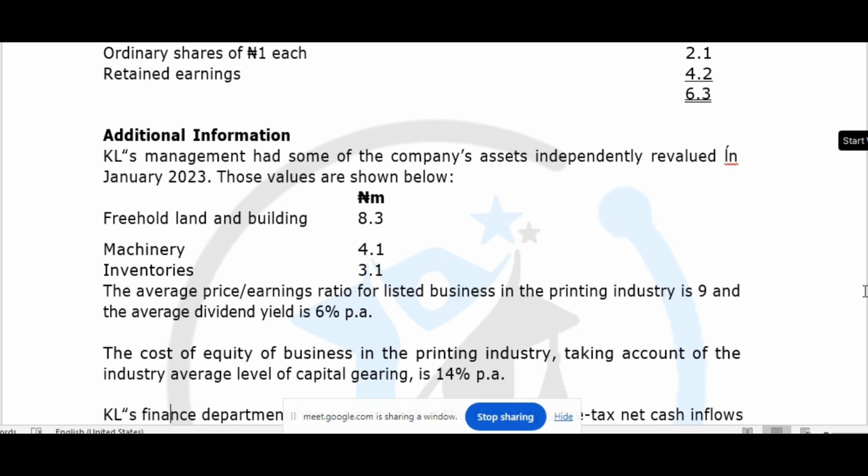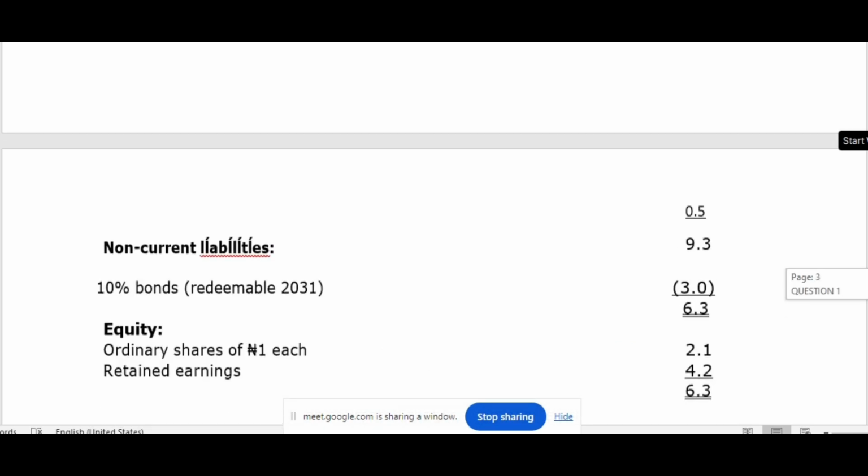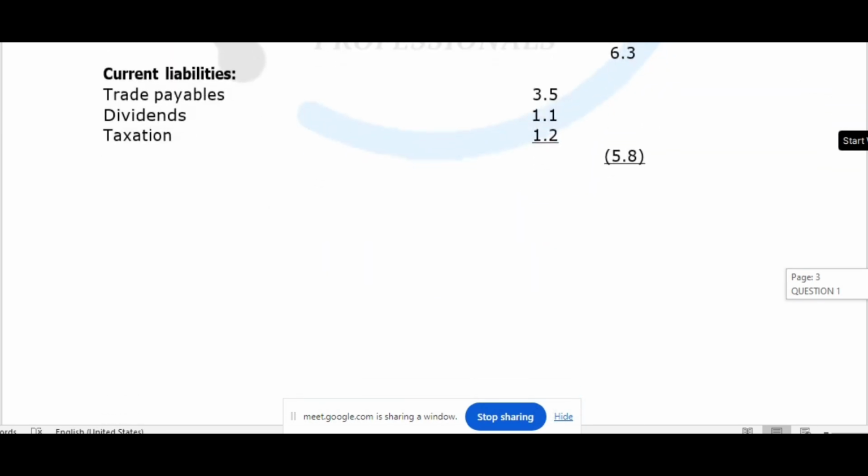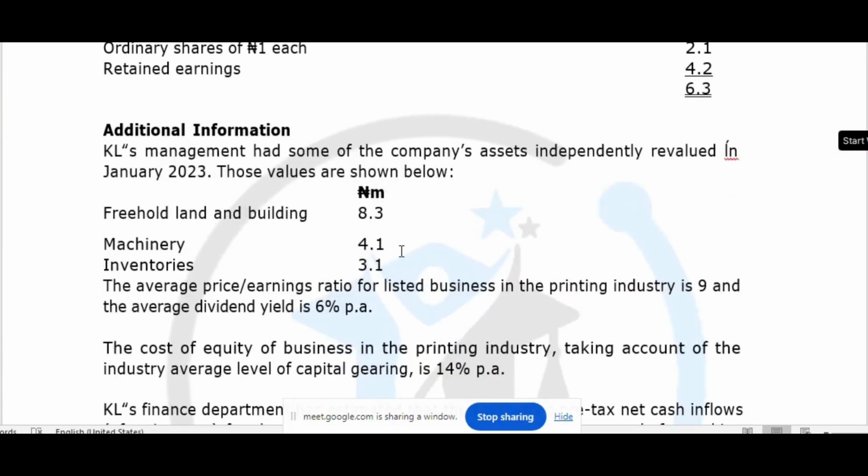What it means is that you have to replace some of these assets. You have to replace freehold land and building, right? The figure for freehold land and building here is 3.5 before. Now, when they revalue it, it becomes 8.3. We need to change it to 8.3. Freehold premises will now be 8.3 because we are using the revalued method.